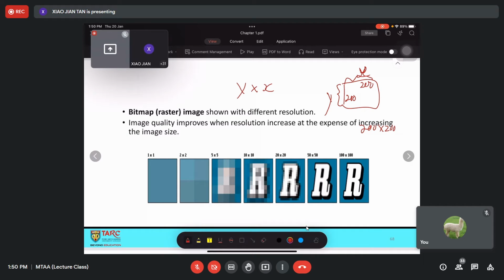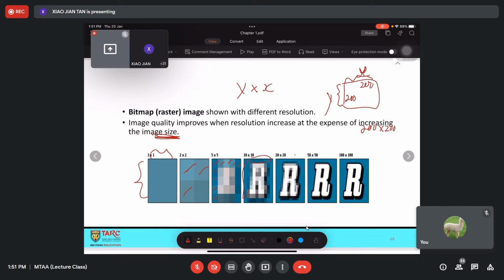Okay, so the image quality improves when resolution increases, at the expense of increasing image size. In order to save more data, you need more space. Just like if you have one box to keep one apple, and now you have 10 apples, you would expect to have 10 boxes. It's impossible to have one box to keep all 10 apples, right? Same thing. So this is only 1 times 1, which means only one pixel here. And this is 2 times 2, then 5 times 5, 10 times 10, 20, 50, and 100 times 100.